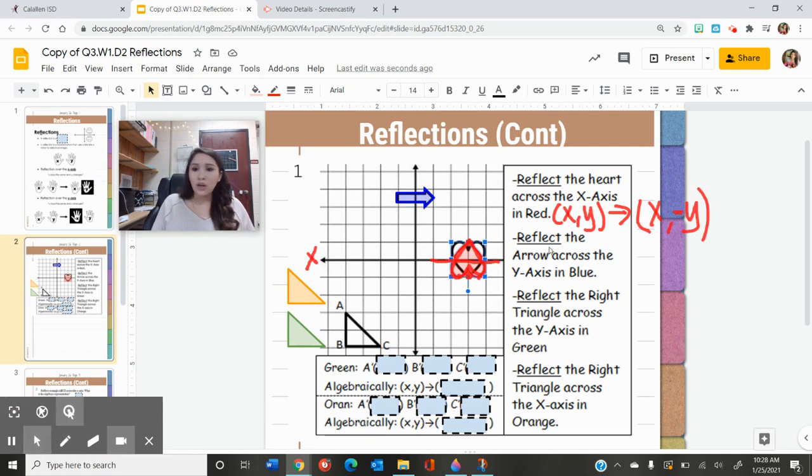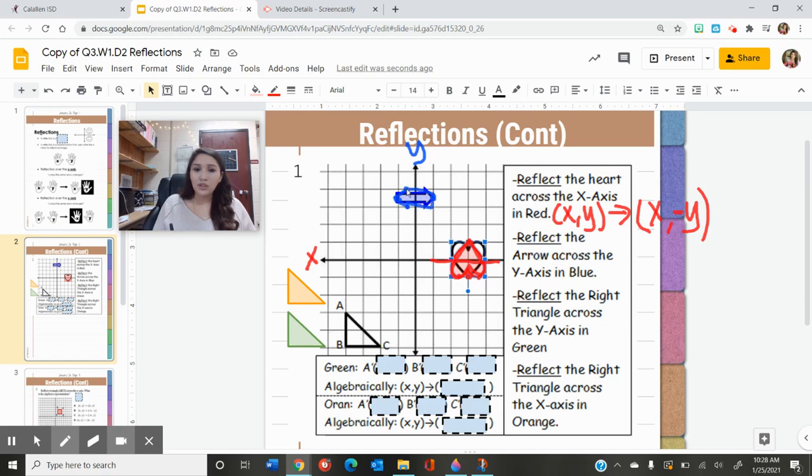So next, we go on to the arrow. So it says, reflect the arrow across the y-axis in blue. Now, again, this is our y-axis and this is our line of reflection. So my point should be the same exact distance away from the y-axis. So here I have this point. It's 1 away from the y-axis. So I should count 1 away on the other side as well. And that is my new point. And then the same here, it's about a half. So a half on that side. And then I'm going to connect my dots.